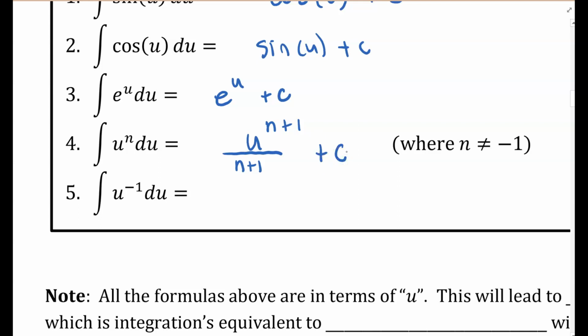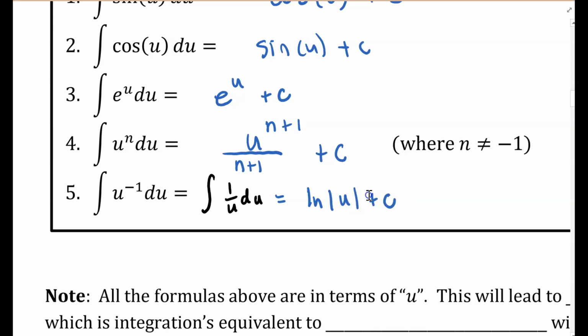Number 4, the power rule, that's going to be your bread and butter, just like when we're differentiating. And I'll show you more examples in a bit. And then lastly, number 5. Number 5, the integral of u to the power of -1 du, also viewed as the integral of 1 over u du. This is equal to the natural log of the absolute value of u plus c.